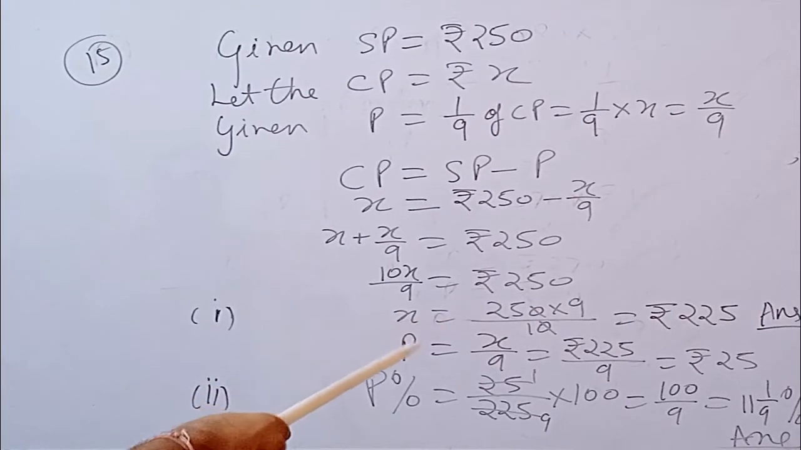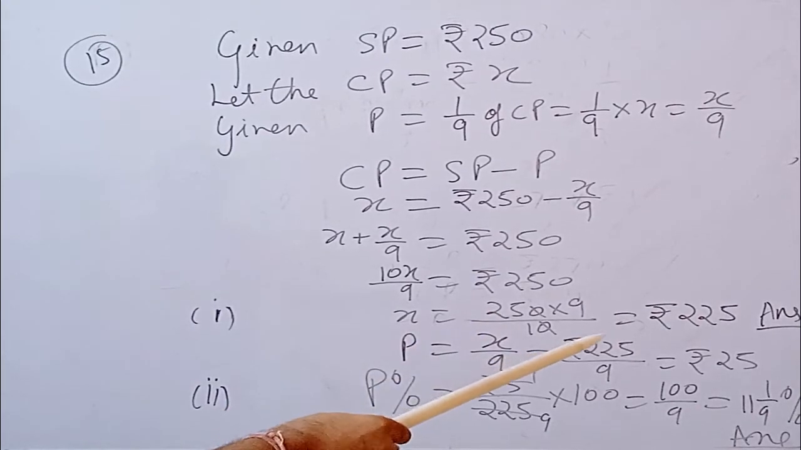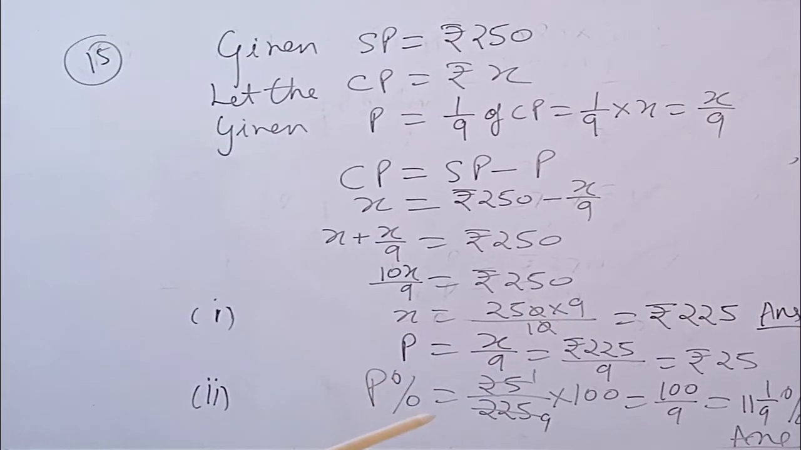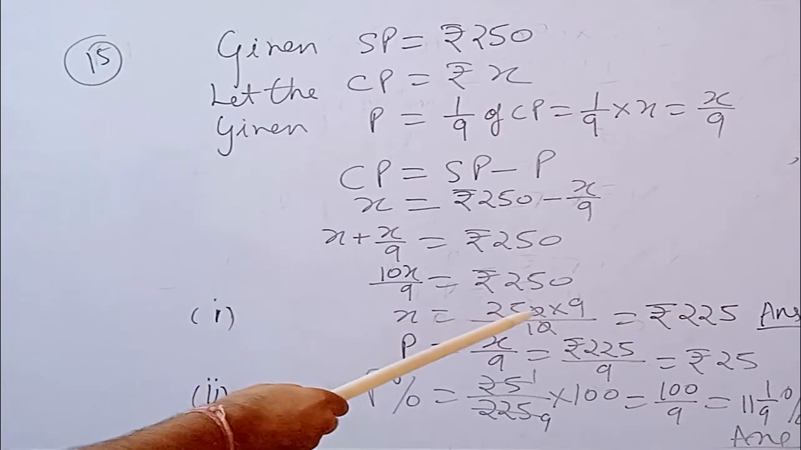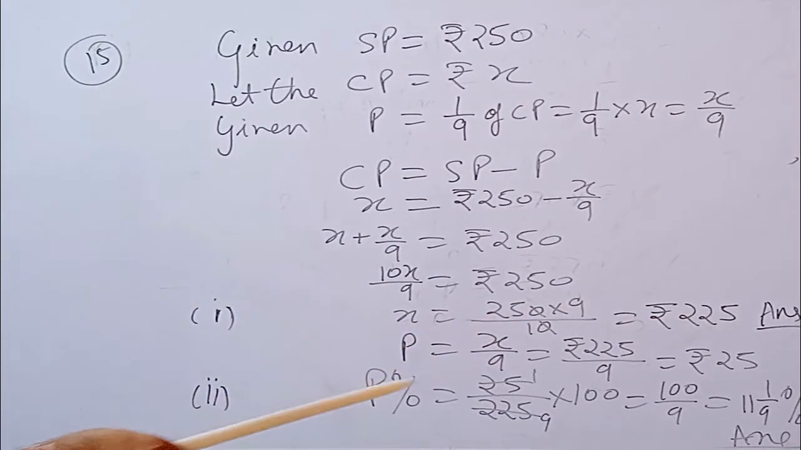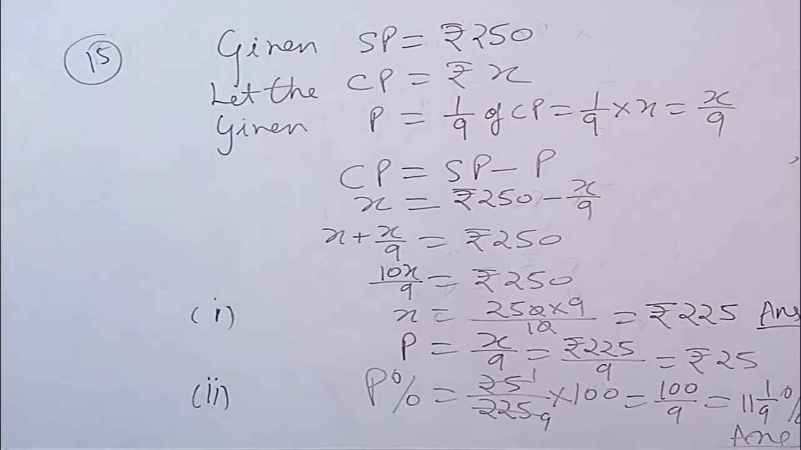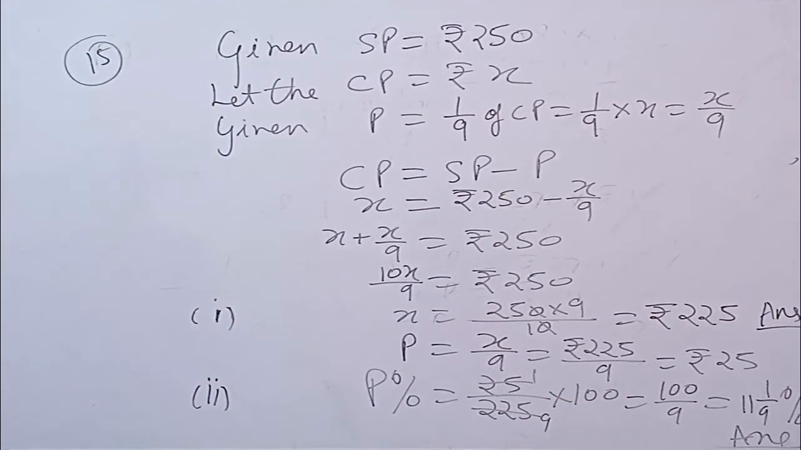Now the profit is given as X upon 9, that is 1/9 of the cost price, that is rupees 225 upon 9, that is rupees 25. The profit is rupees 25. Cost price is 225. The profit percent equals the profit upon the CP, that is 25 upon 225 into 100, that is 100 upon 9, that is 11 1/9%. So here are the two answers. First, rupees 225, the cost price, and the second answer, the profit percent, 11 1/9%. So in that manner you will do the sum.